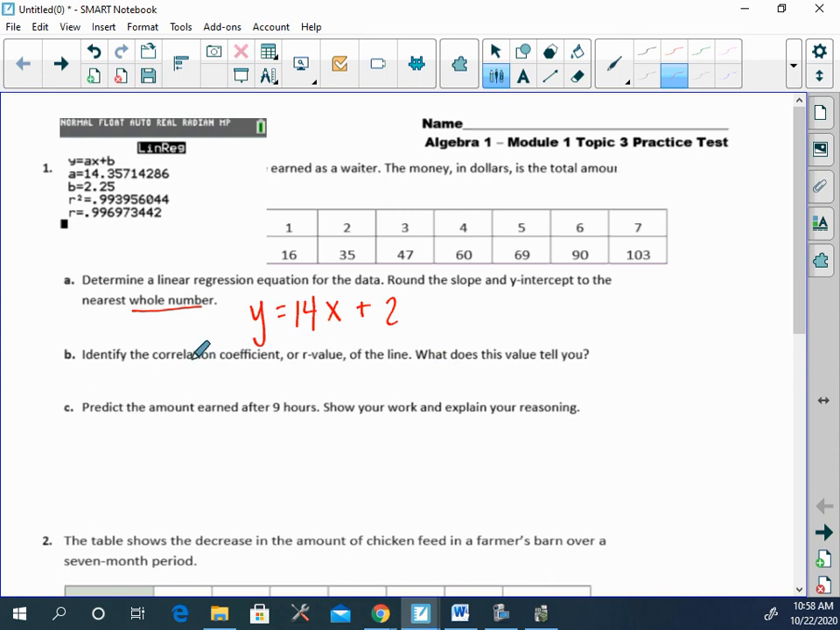And the correlation coefficient, whenever you see identify the correlation coefficient, it's the R value. So if you see correlation coefficient, you should always be thinking R. So our R equals 0.99697. And then there's another question here. What does this tell you? It's telling us that it's a strong positive linear association. It's strong because it's close to 1. So I would write all of that stuff. Strong, positive, and linear.